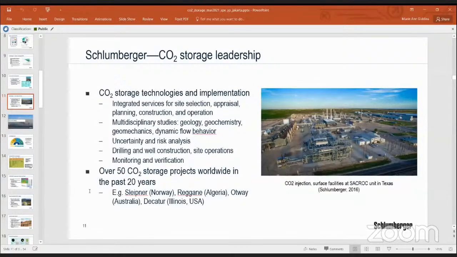We've been involved in over 50 major CO2 storage projects so far, including projects in Norway, Algeria, Australia, and the USA. The picture on the right is of CO2 injection facilities at a storage site called Sackrock in Texas, where they are piloting CO2 storage, but also using CO2 for enhanced oil recovery. The picture was taken in 2016 and shows the scale of this operation in Texas.